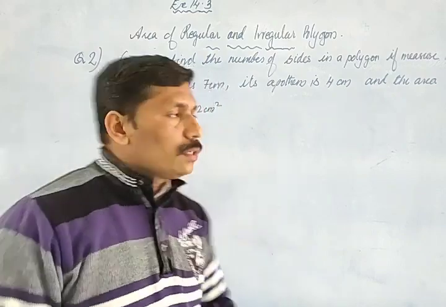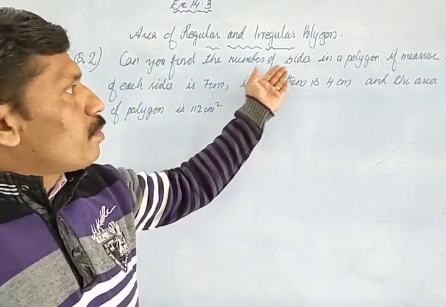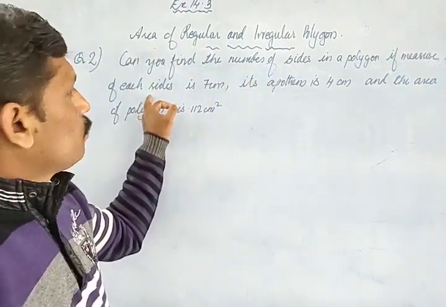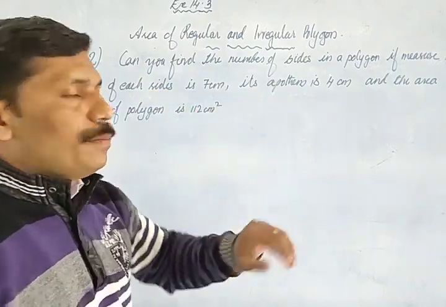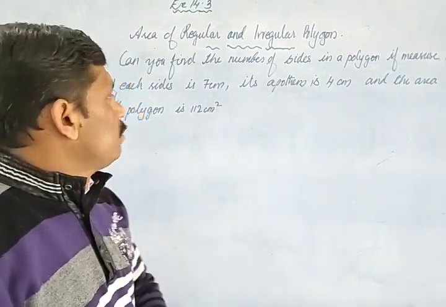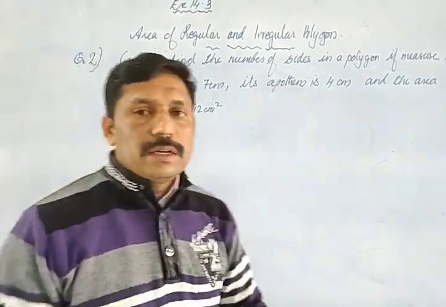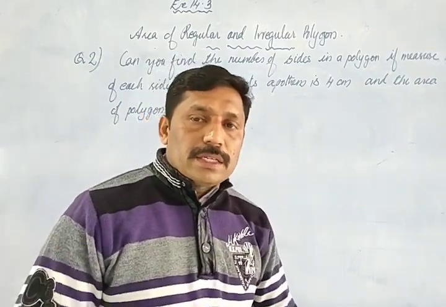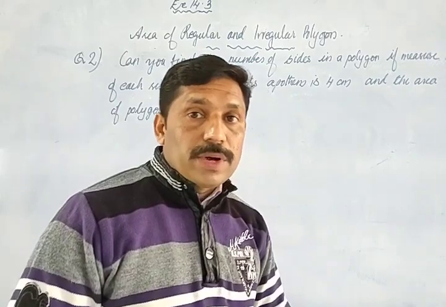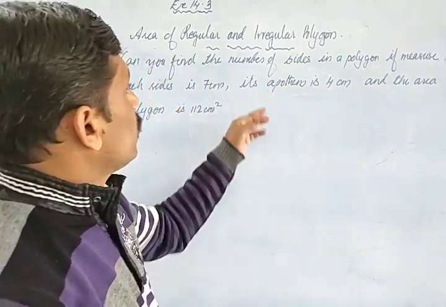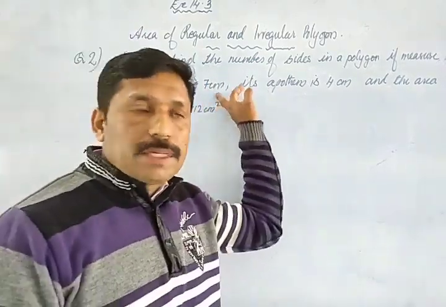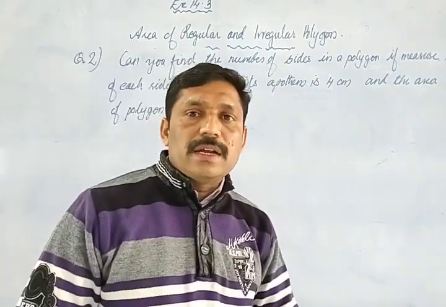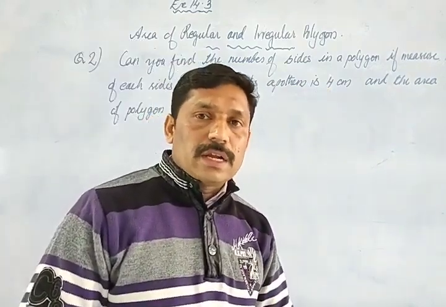Look at the second question. Can you find the number of sides of a polygon if the measure of its side is 7 cm and its apothem is 4 cm and the area of the polygon is 112 cm square? The area of the polygon is 112 cm square, the measure of one side is 7 cm and apothem is 4 cm. Then how many sides will be there in that regular polygon?